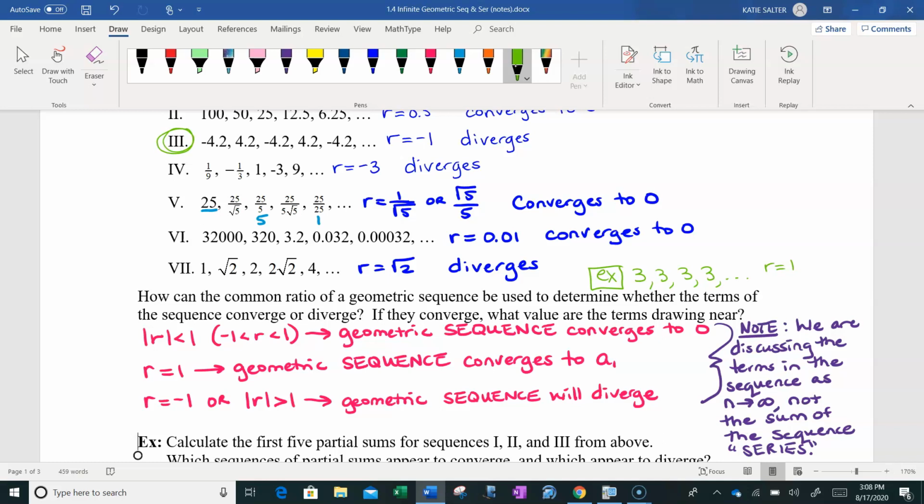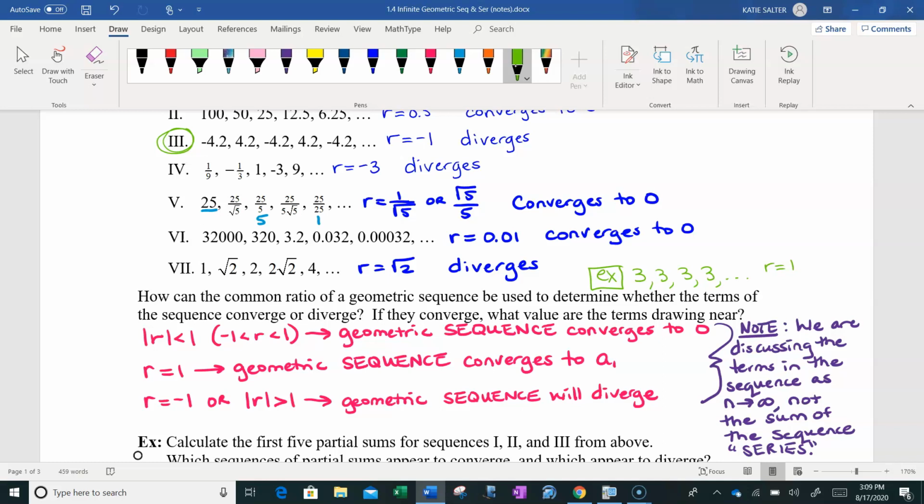And anytime the absolute value of r is greater than 1, so in other words, it's a number bigger than 1 or a number smaller than -1, the geometric sequence will diverge. It'll either go off to infinity, or, even though it alternates signs, it jumps, but it's still going off to negative infinity and positive infinity as it jumps back and forth. Note, we're discussing the terms in the sequence as n goes to infinity, not the sum of the sequence. We're going to be talking about that in a little bit. So make sure you understand that these notes right here are about the terms of the actual sequence, not the summation of those terms, not the series.